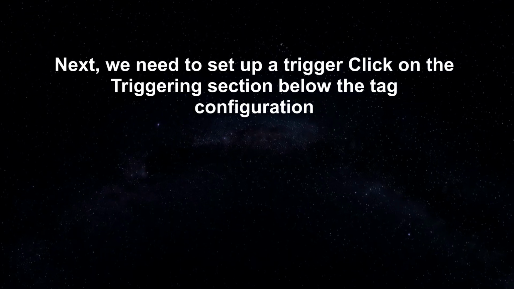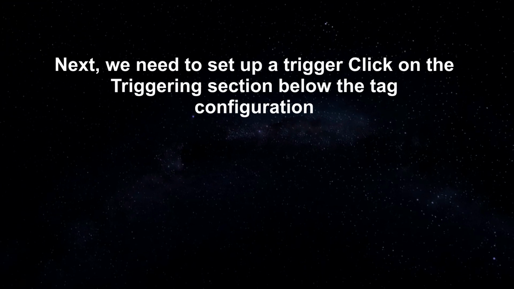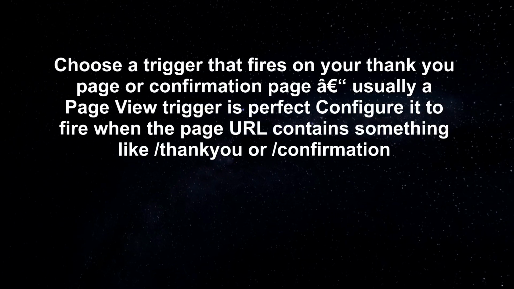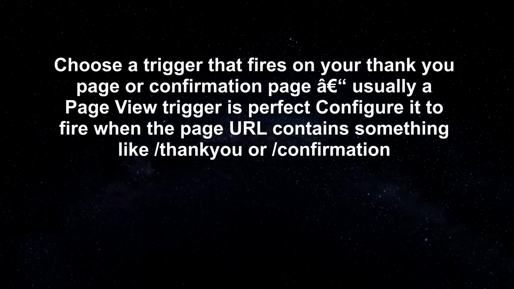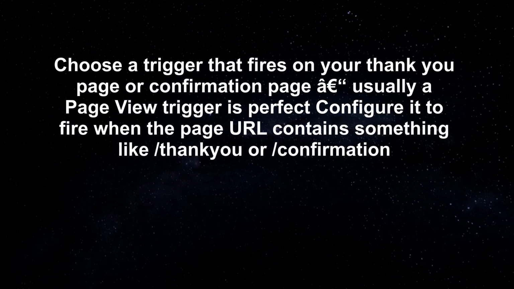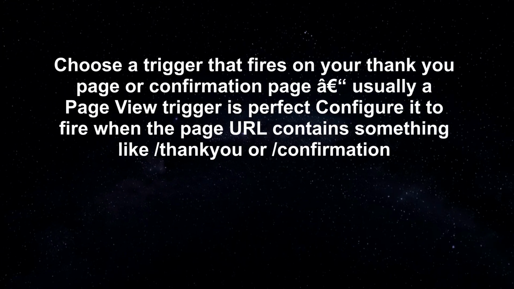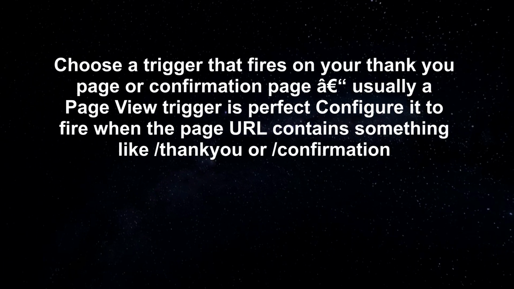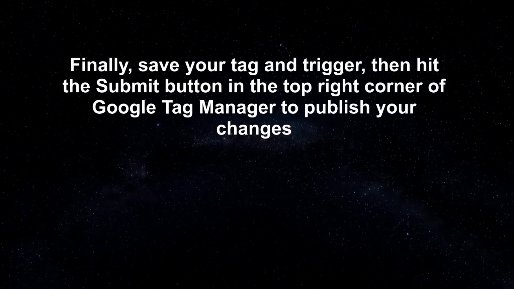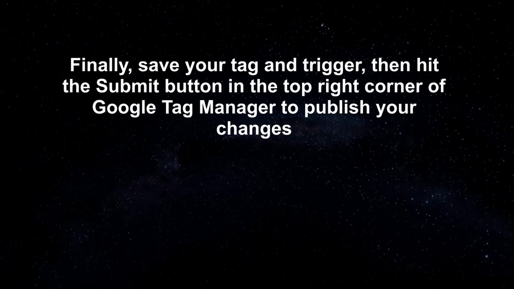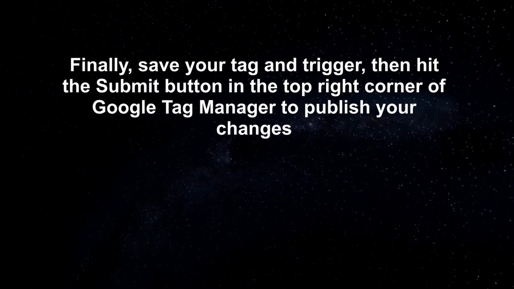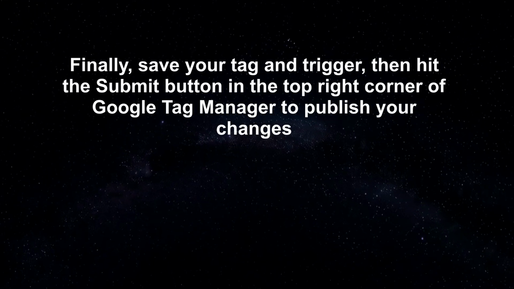Click on the triggering section below the tag configuration. Choose a trigger that fires on your thank you page or confirmation page. Usually a page view trigger is perfect. Configure it to fire when the page URL contains something like /thank-you or confirmation. Finally, save your tag and trigger. Then hit the Submit button in the top right corner of Google Tag Manager to publish your changes.